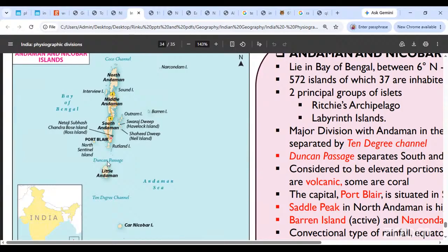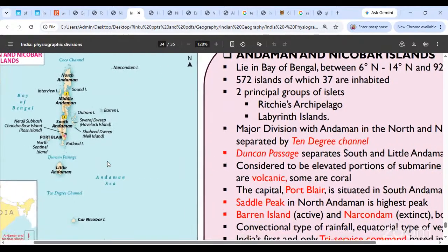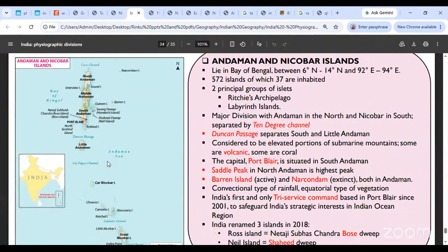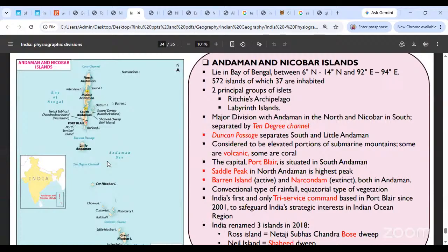We have the Duncan Passage, which separates the South Andaman from the Little Andaman. Okay. We believe that some of these are considered elevated portions of submarine mountains. Some are volcanic, some are coral. Okay. तो volcanic, coral दोनों मिलते हैं, लेकिन these are famously volcanic islands. Okay. Capital जो है यहाँ का Port Blair, that's situated in South Andaman.